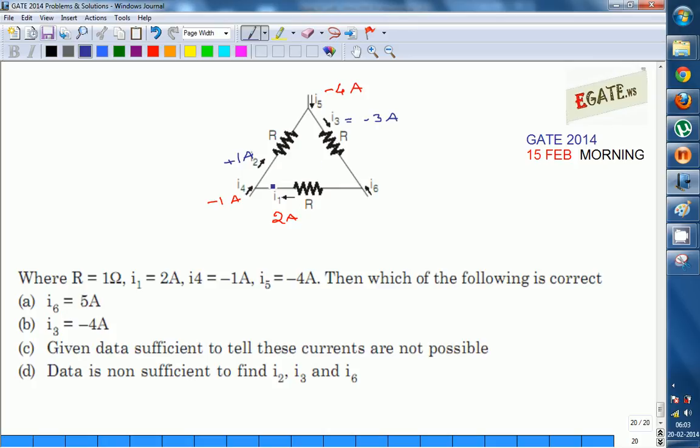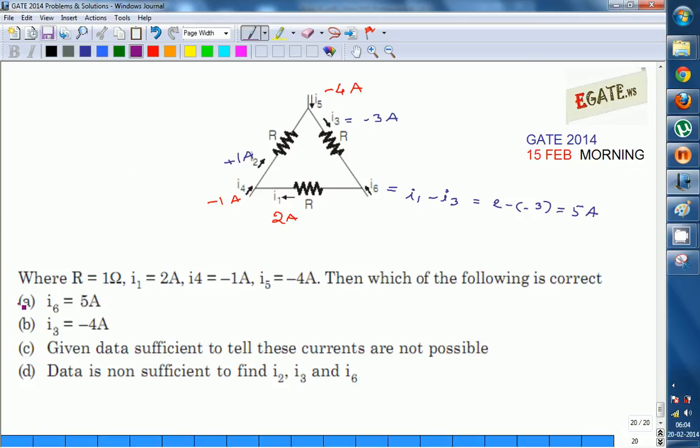So I3 we know, and I1 also we know. For I6, if you take KCL over here, incoming currents are positive, outgoing currents are negative. So I6 plus I3 is equal to I1, so I6 is equal to I1 minus I3, which is 2 minus of minus 3, which is 5 amperes. So I6 is equal to 5 amperes, I3 is minus 3 amperes. So out of the options, A, I6 is equal to 5 amperes, is the right answer.